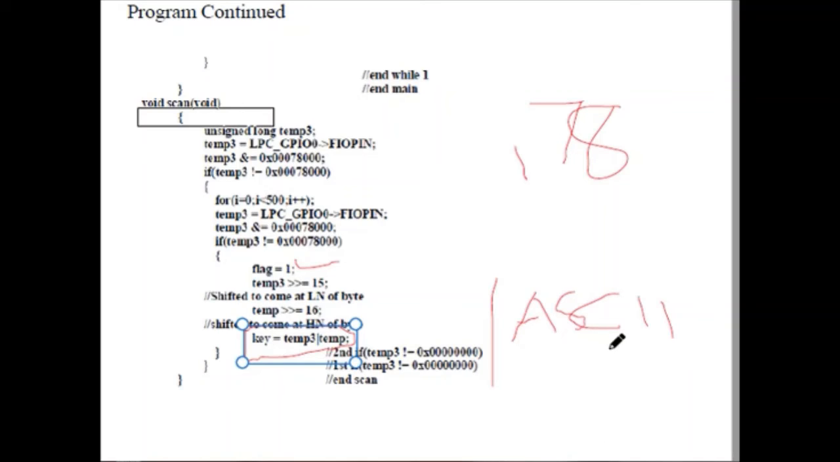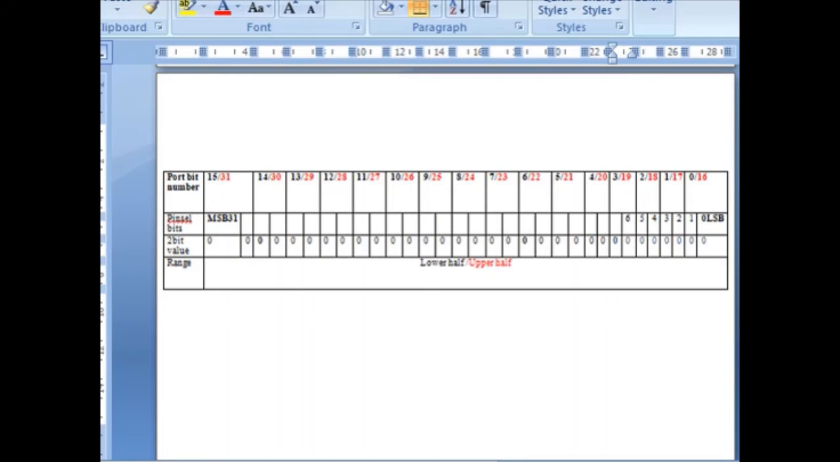Now I will show you the pin configurations and how they are carried out. Okay, now here you can see how particular port bit numbers are selected. If I want to select P 0.0 to 15 or 0.16 to 31, correspondingly I have shown it here. So these black valued are the lower half word, and the red ones are the upper half word.